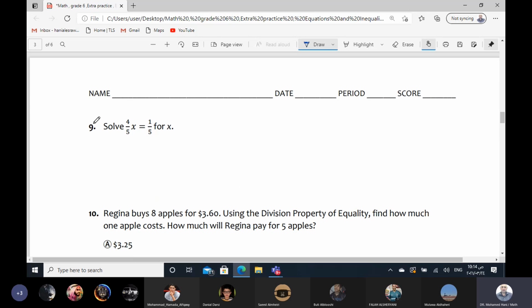Now I want from all to write this equation. Solve 4 over 5 x equals 1 over 5 for x. I want from all to write this equation in your notebook and tell me please what is the value of x, what is the solution here. Start please.